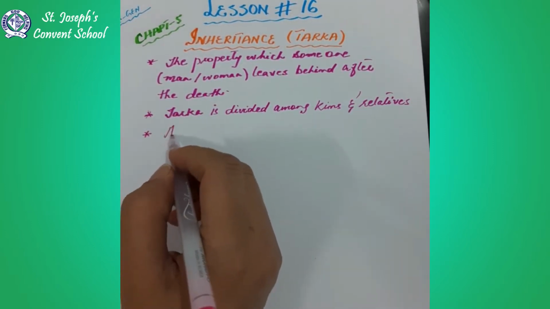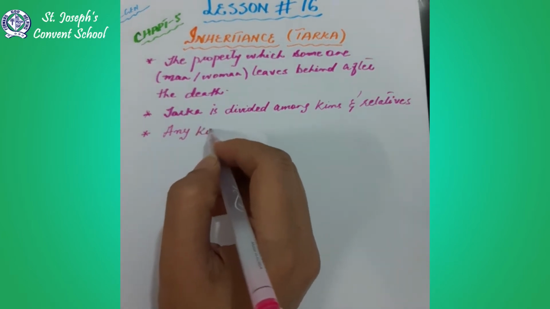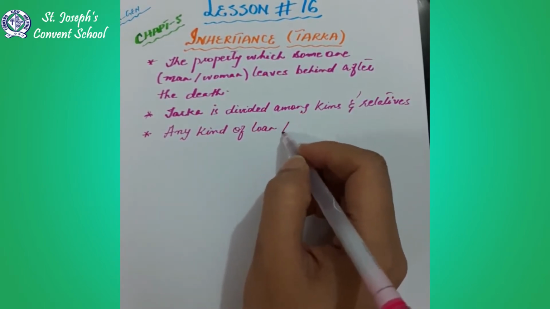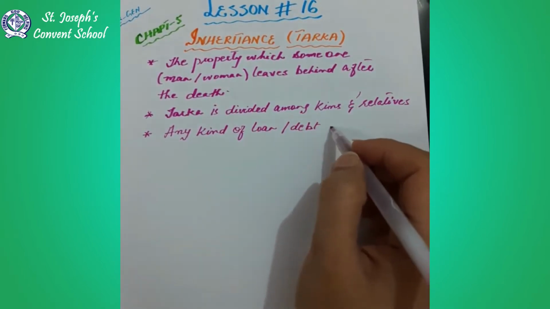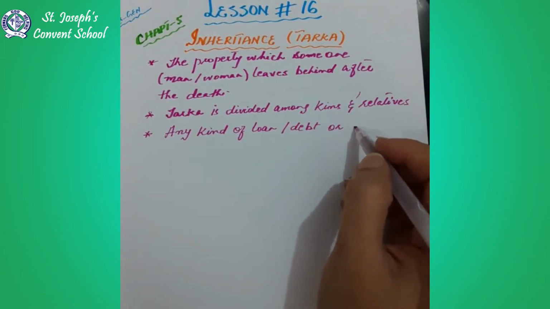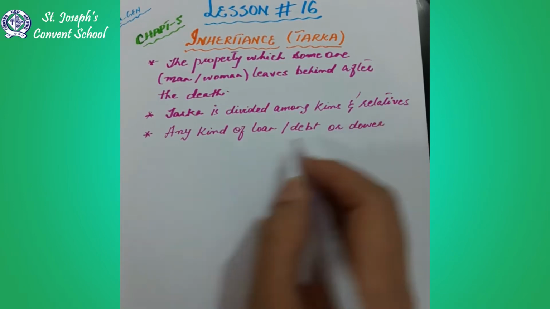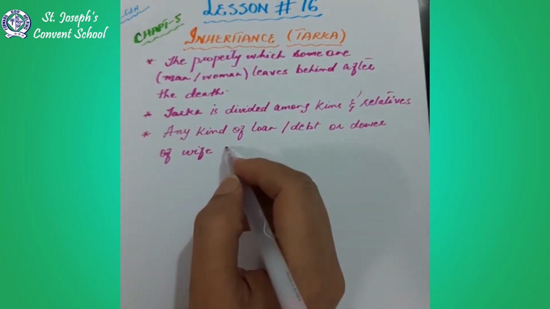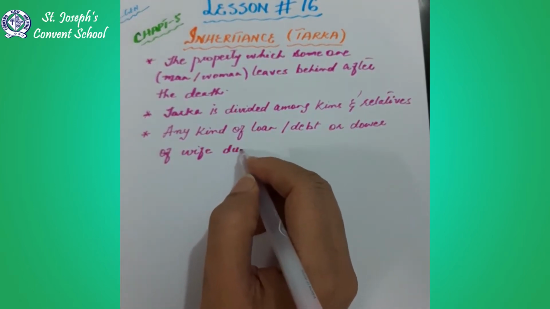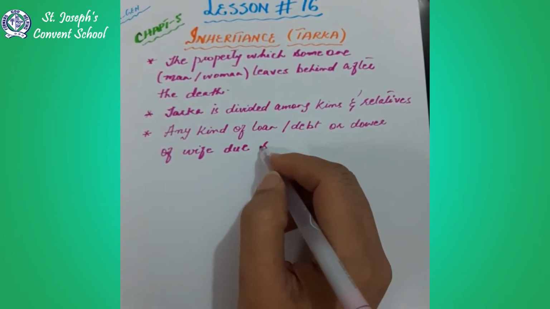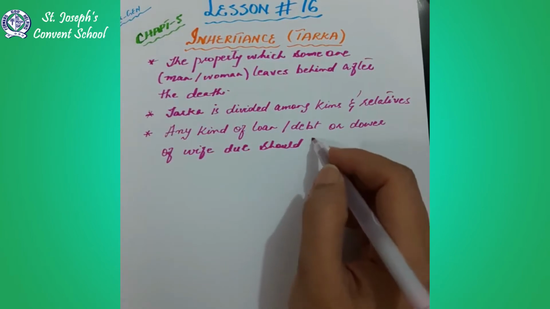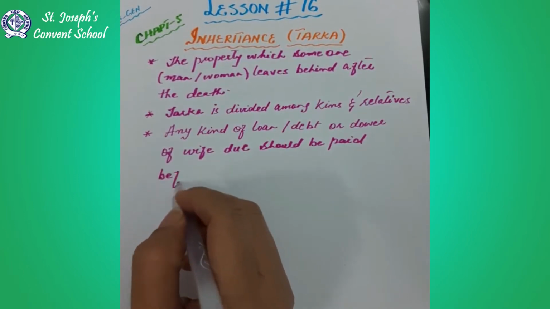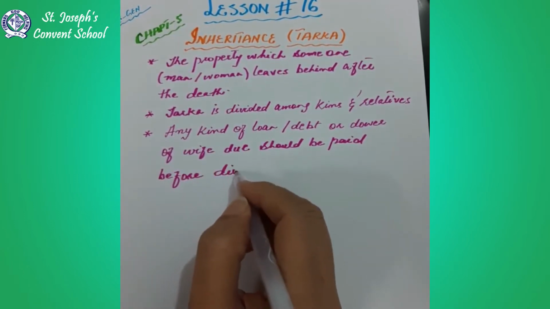So any kind of loan, okay, debt, or dower of the wife, okay, if it is due, should be paid before dividing the tarka.